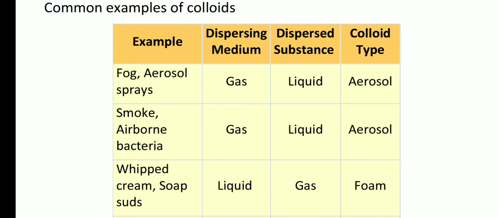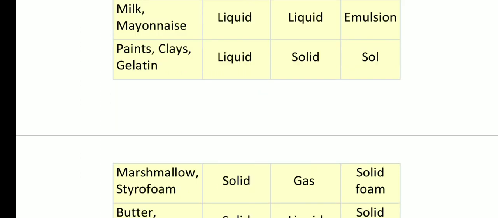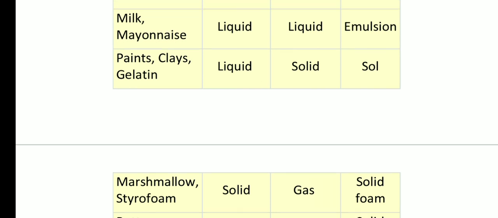Third one is whipped cream, soap suds. Dispersing medium here is liquid, dispersed substance is gas, and the colloid type is foam. The fourth one is milk or mayonnaise. Here dispersing medium is liquid and dispersed phase is liquid. So colloid type is emulsion.